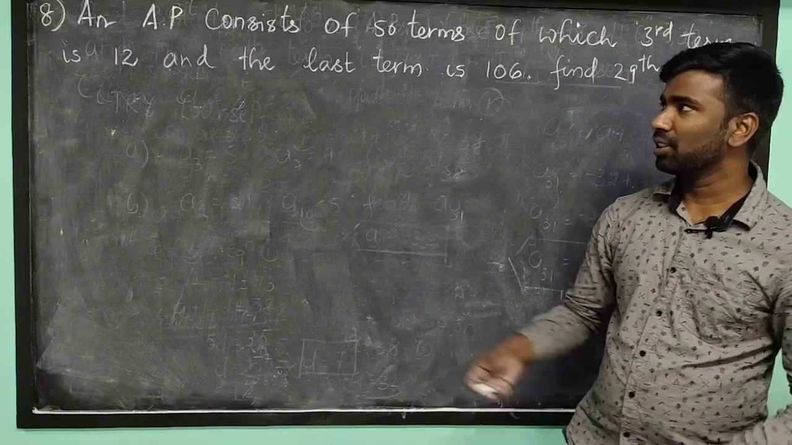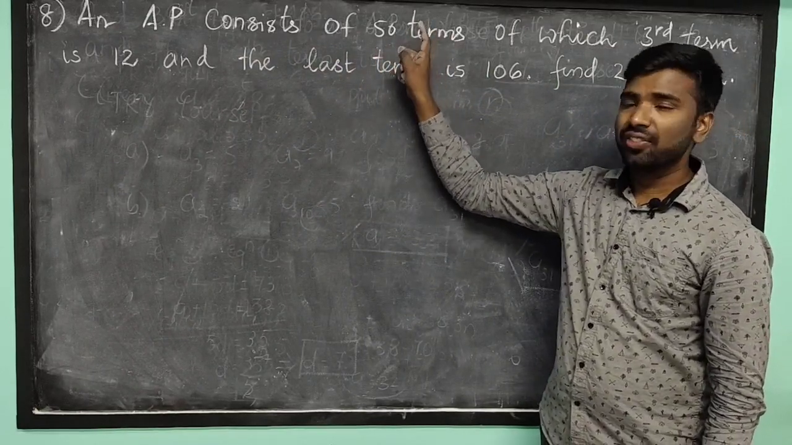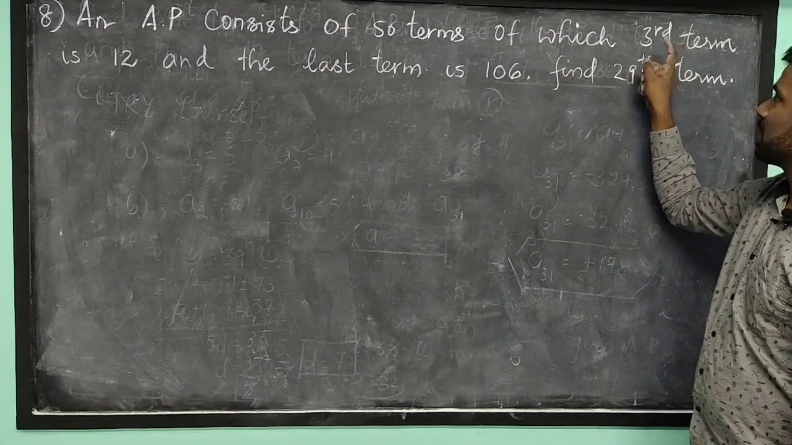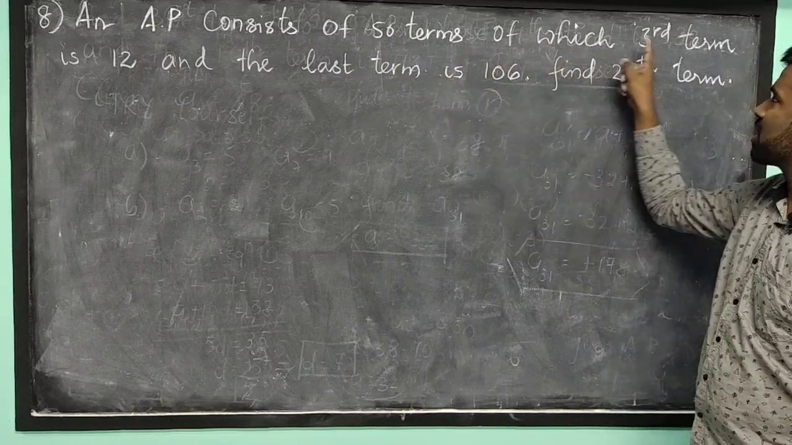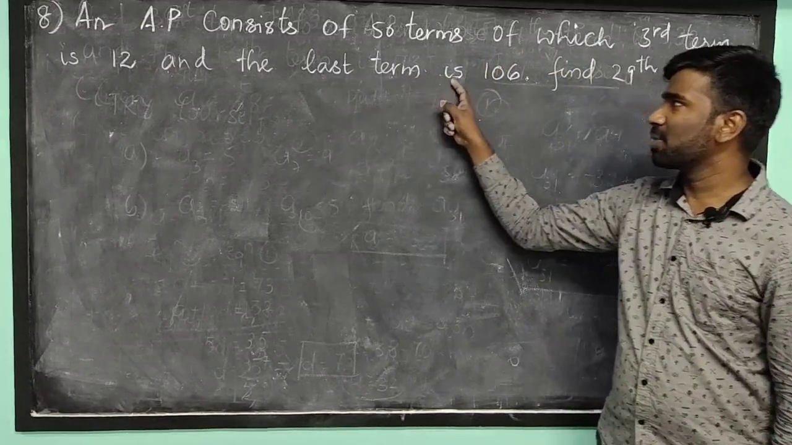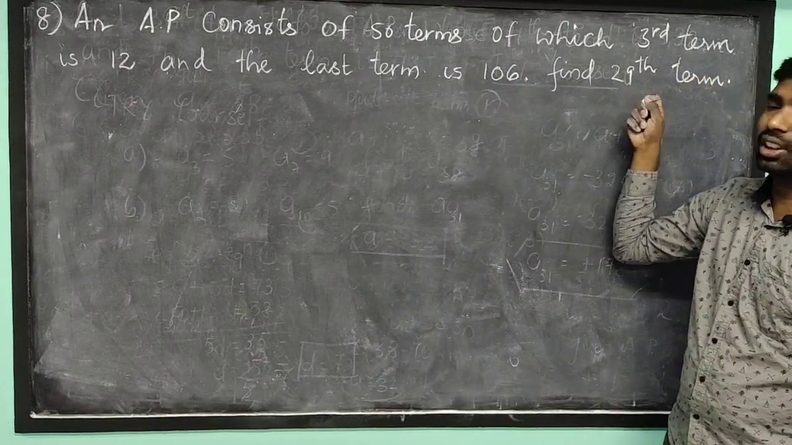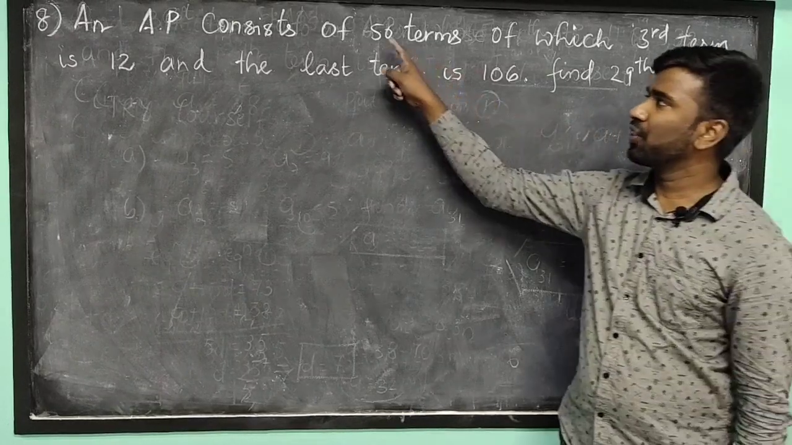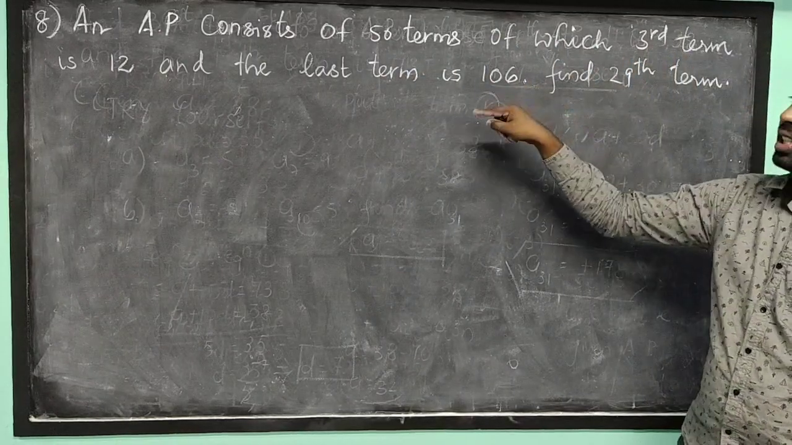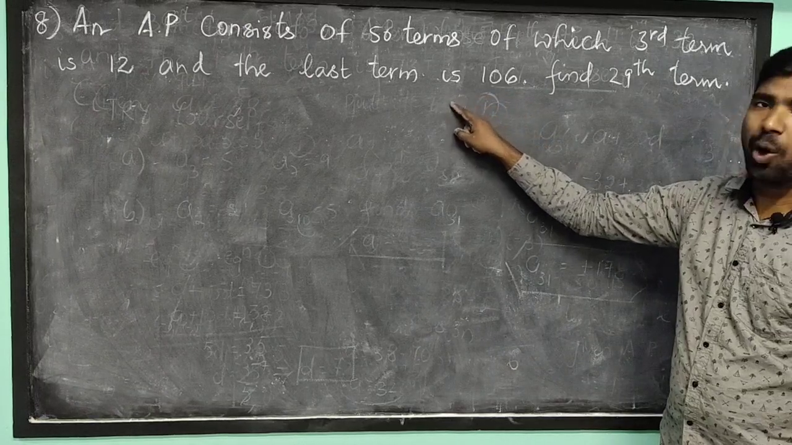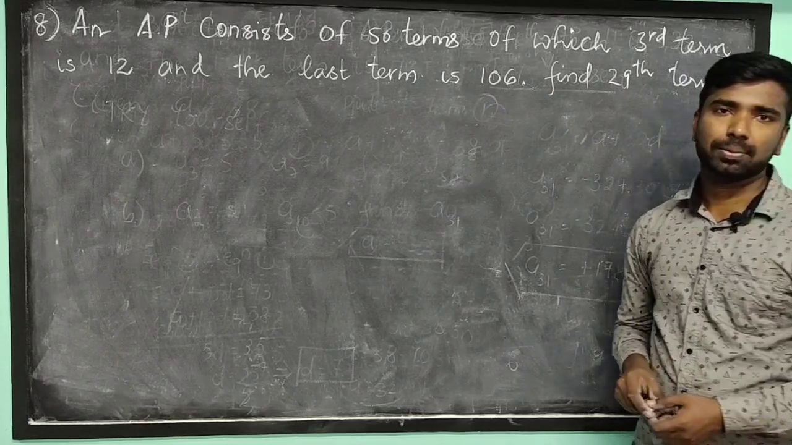Students, now moving to the 8th question. An AP consists of 50 terms, of which the third term is 12 and the last term is 106. That is, AN equals 106. We should find out the 29th term. So 50 terms means N equals 50. Then the third term is 12, that is A3 equals 12. Then the last term L or AN equals 106. Using this data, we should find out the 29th term.